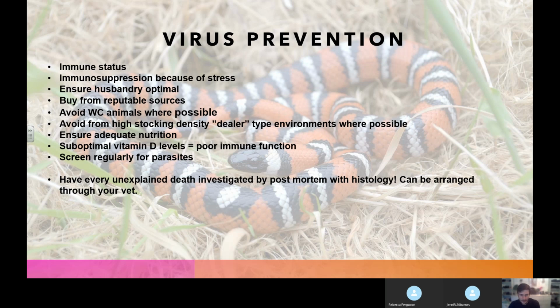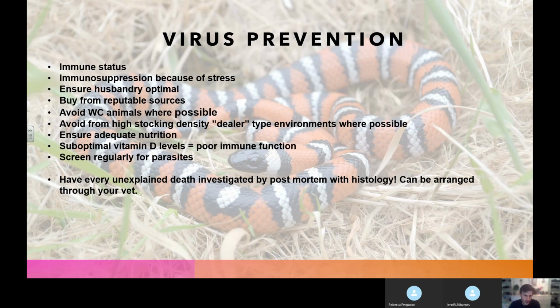A few really important things to consider before we finish. The first thing that will prevent your snake from going down with the virus is its immune system. Even if you've got an animal where there is a virus in the collection, if those animals have good, strong immune systems, they may never become sick. Obviously it's the immunocompromised animals that are most likely to develop these sorts of diseases. And immunosuppression is caused by stress.